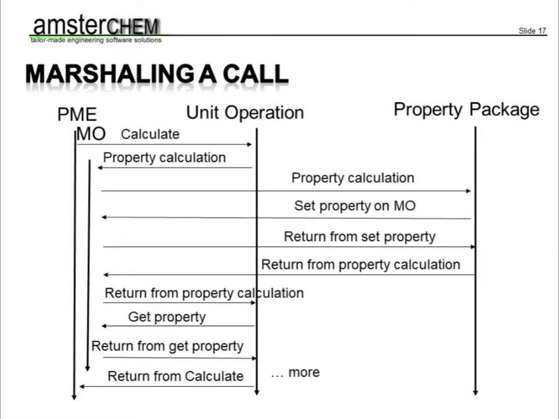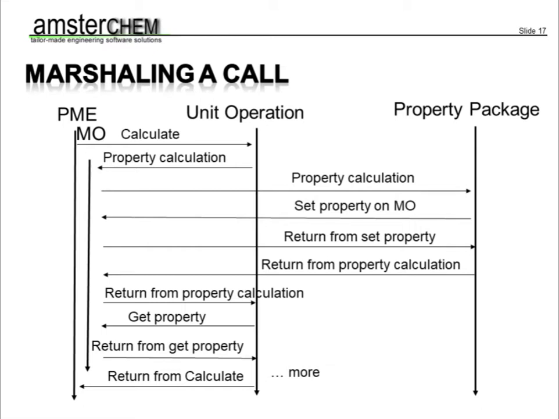The picture becomes even more complex when we realize that the callee in turn may call back the caller. This is illustrated here where the PME calls the calculate function of a unit operation. The unit operation asks the material object to calculate a property. The PME then forwards this call to the property package. The property package, in this simplified representation, calculates the property and calls the material object to set the property result.